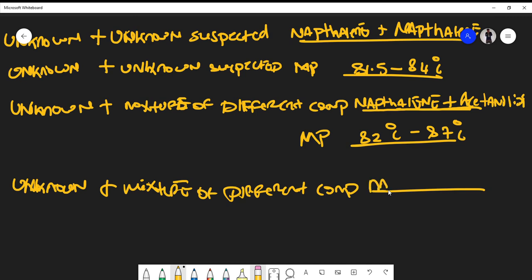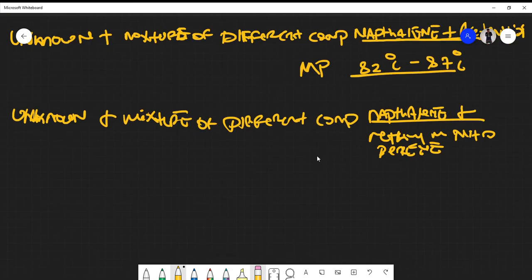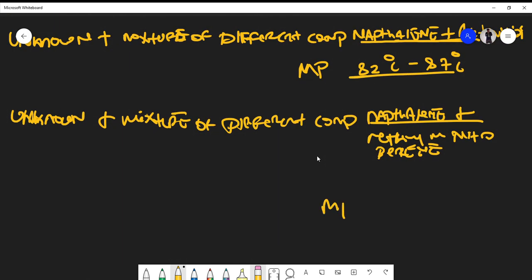So I took naphthalene plus methyl m-nitrobenzene. And the melting point for this mixture ended up being about 85 to 91 degrees C.